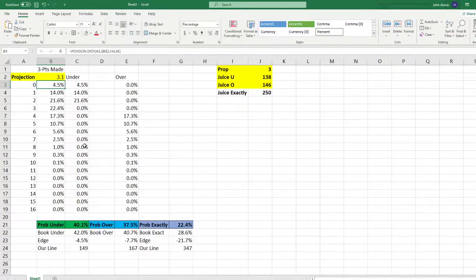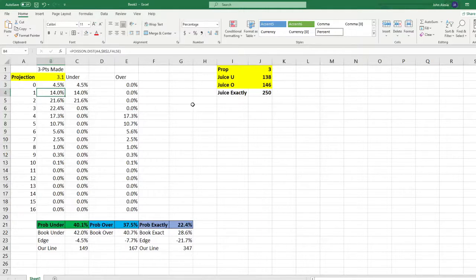As you can see, for a 3.1 projection, there's a 4.5% chance that this player, Jayson Tatum in this instance, scores 0 3-pointers. There's a 14% chance he makes exactly one. There is a 21.6% chance he makes exactly 2, and you could read on down the line.